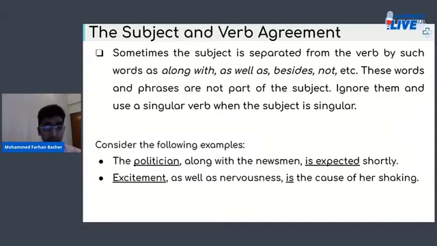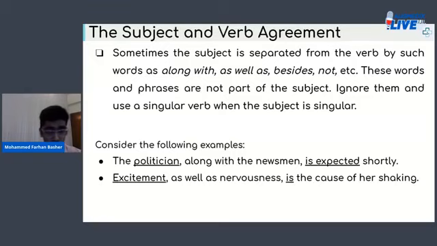Take a look at the example here. The politician, along with the newsman, is expected shortly, not are expected shortly. So we're not really taking into consideration the secondary subject here, or the subordinate subject here, which is the newsman, right? Why aren't we taking this into consideration? It's because of the connecting phrase, which is along with.